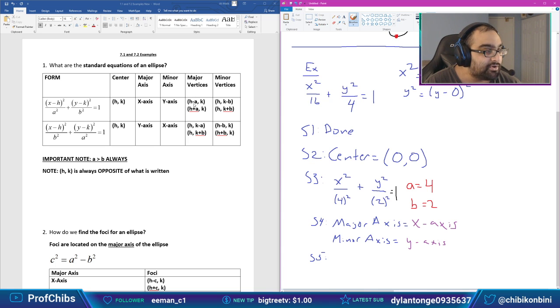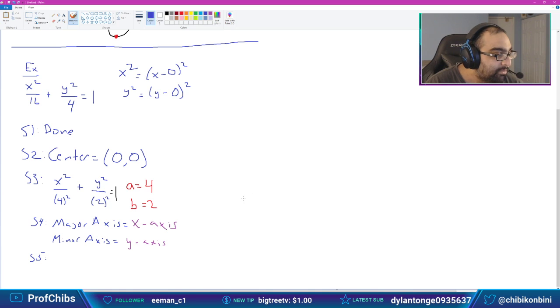So for our major vertices, we're going to take our X value and go left to right by, in this case, the A amount of units that we have here. And for the minor vertices, we take our Y value and go up and down by B units. Admittedly, that's a lot of letters to look at. So maybe what would be helpful for step number 5, I'm going to put this full screen here.